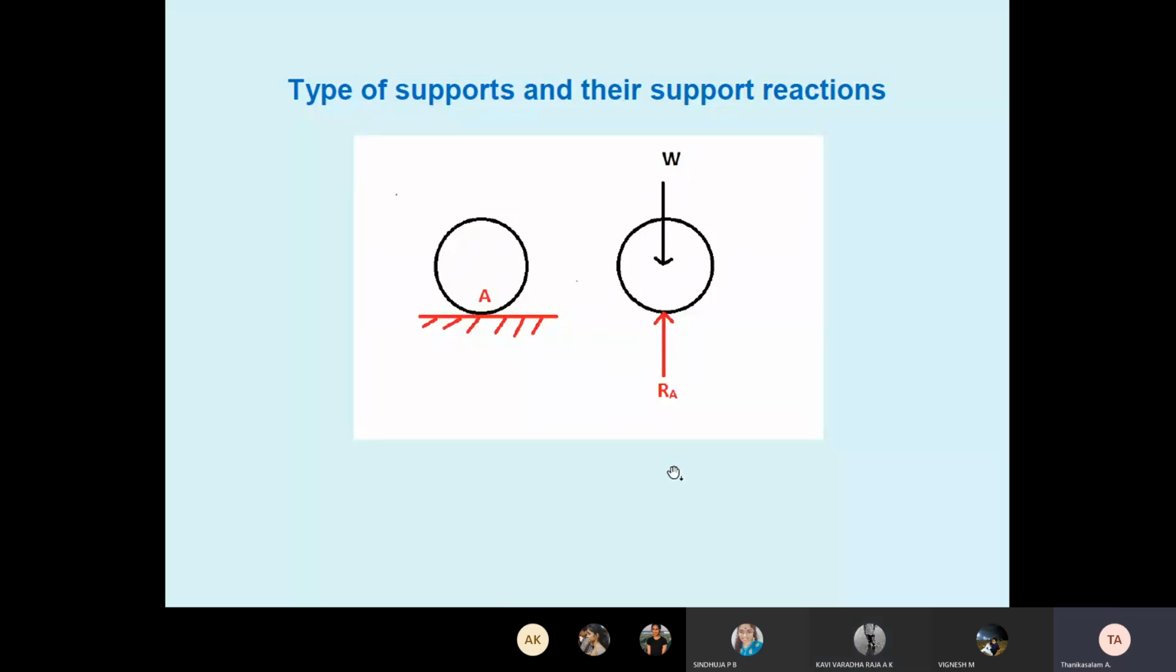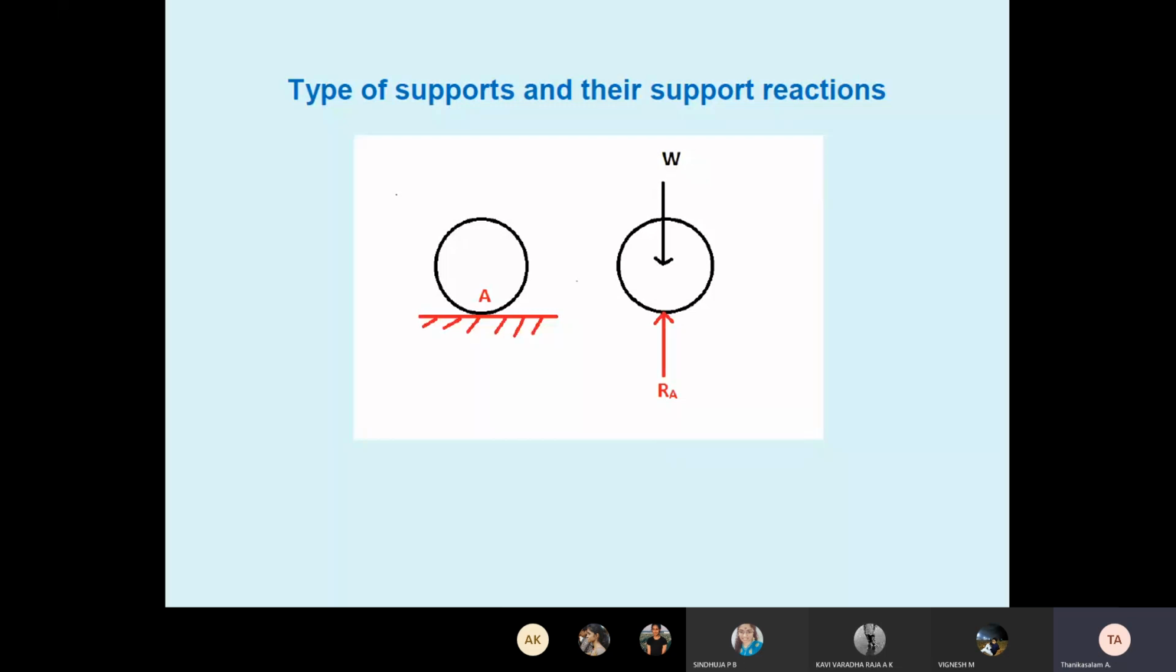So the next topic, types of supports and support reactions. I already explained: whenever a body is in contact, two things develop. One is action, another is reaction. So the surface is the support. The ball is the action, therefore the weight is acting vertically downward. Reaction: every action has an equal and opposite reaction.